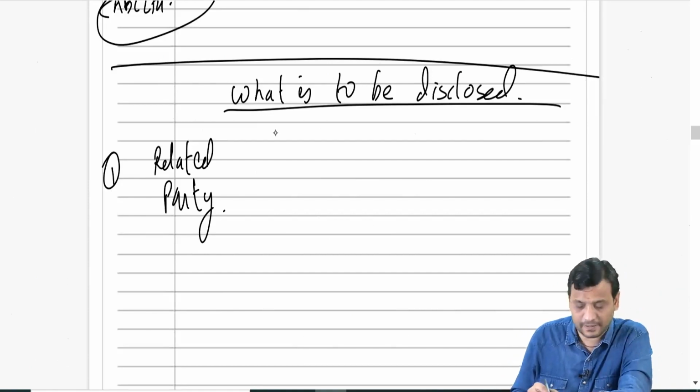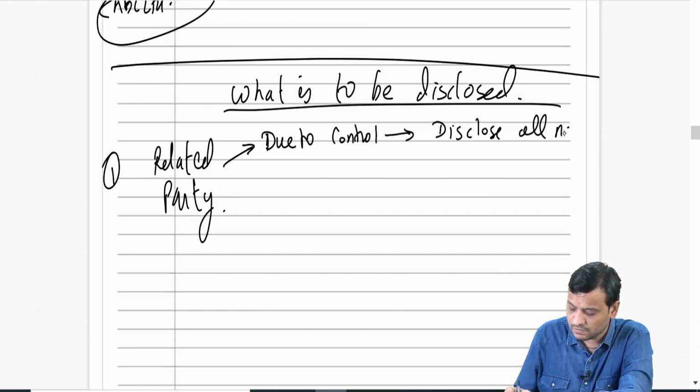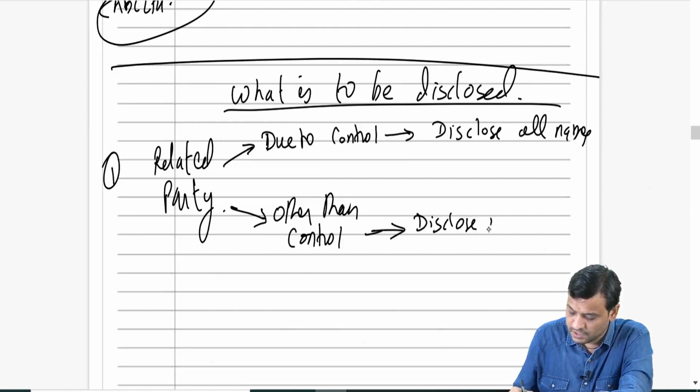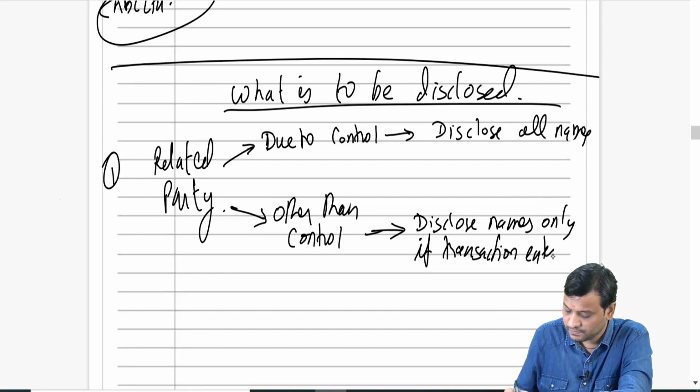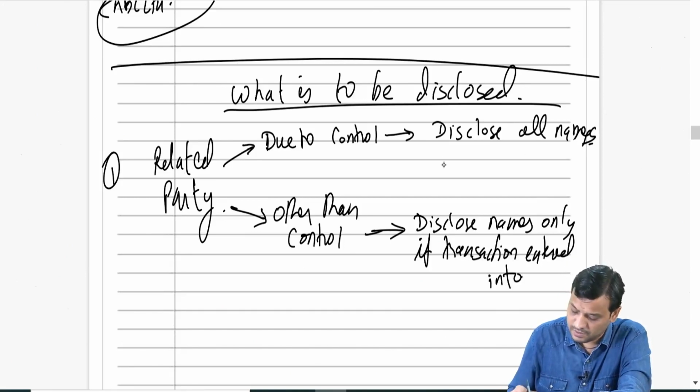So, related party due to control, disclose all names. Other than control, disclose names only if transactions entered into. Disclose the names whether transaction done or not.